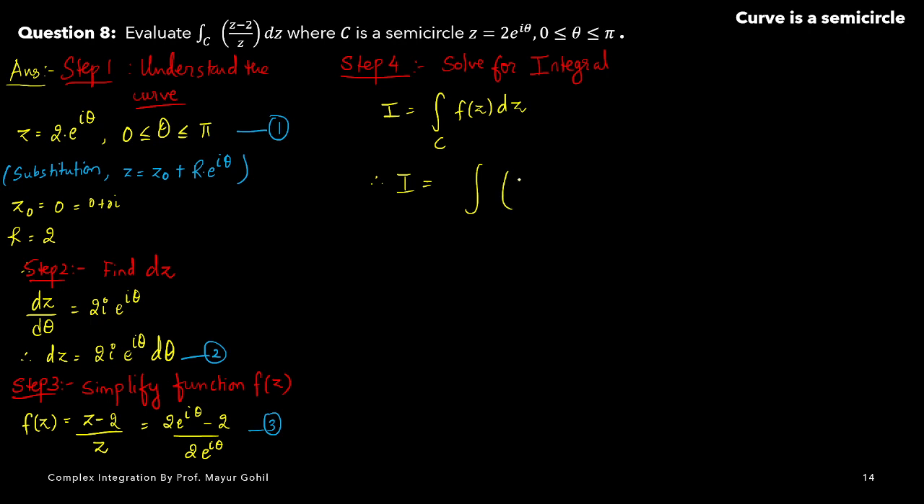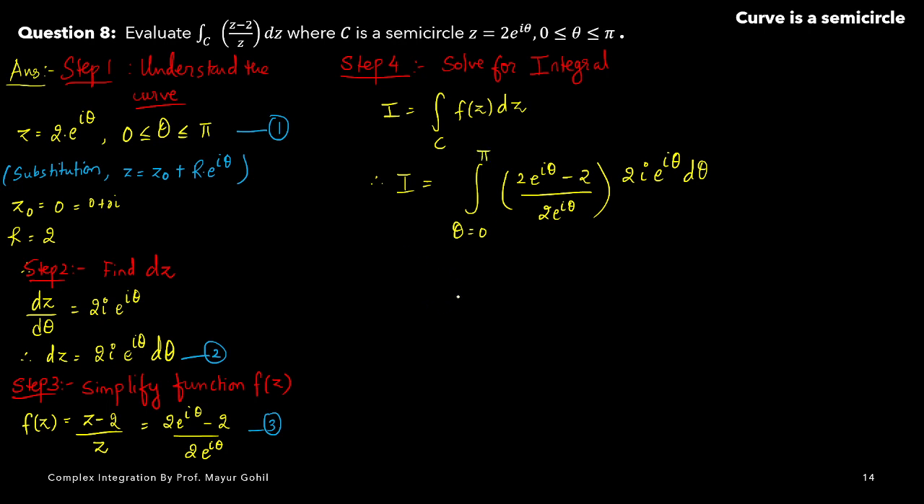We are given (2e^(iθ) − 2) divided by 2e^(iθ). We got this from equation number 3. Now dz we have got from equation number 2. It is going to become 2i e^(iθ) dθ. Now the limits for θ go from 0 to π.